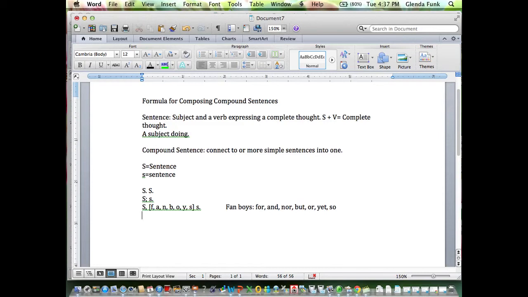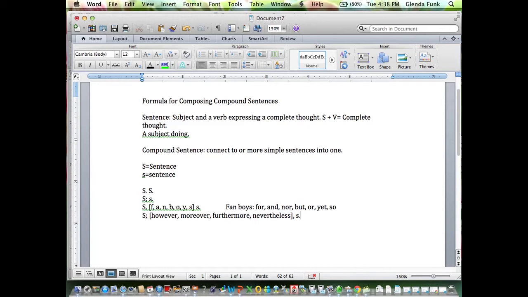But there's another formula I teach students too, and that is the S followed by the semicolon, followed by a conjunctive adverb such as however, moreover, furthermore, and words like this, nevertheless. These are all conjunctive adverbs. And then that's followed by a comma, followed by the simple sentence, and then followed by the period.